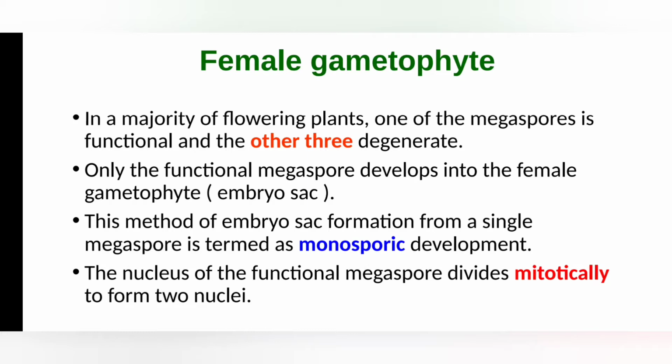An important term and also an important question based on this. What is meant by monosporic development? The method of embryo sac formation from a single megaspore is termed as monosporic development. The nucleus of the functional megaspore divides mitotically to form two nuclei. So, out of 4 megaspores, 3 get degenerated and only one is left, that is called functional megaspore. That functional megaspore divides mitotically to form two nuclei.